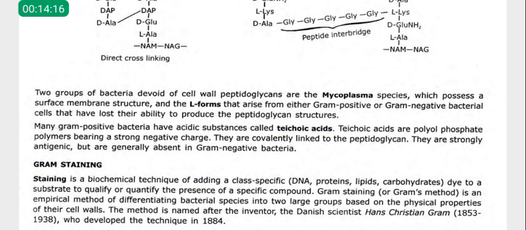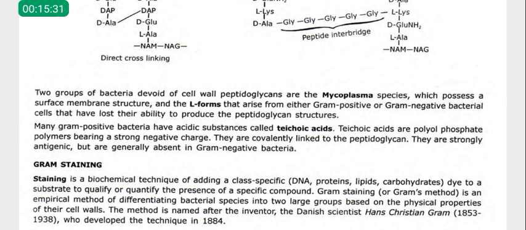Two groups of bacteria devoid of cell wall peptidoglycans are the Mycoplasma species, which possess a surface membrane structure, and the L forms that arise from either gram-positive or gram-negative bacterial cells that have lost their ability to produce a peptidoglycan structure.